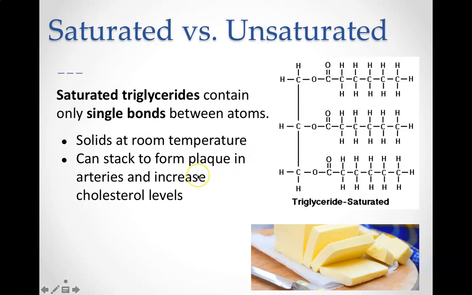They can stack in a bad way. These types of fats can be responsible for forming plaque in your arteries, and they can increase cholesterol levels that can lead to heart disease or other implications like that. Some examples are things like butter or lard, which are animal fats. And as we know, butter is solid at room temperature, and that is because of those single bonds in the triglyceride molecule.